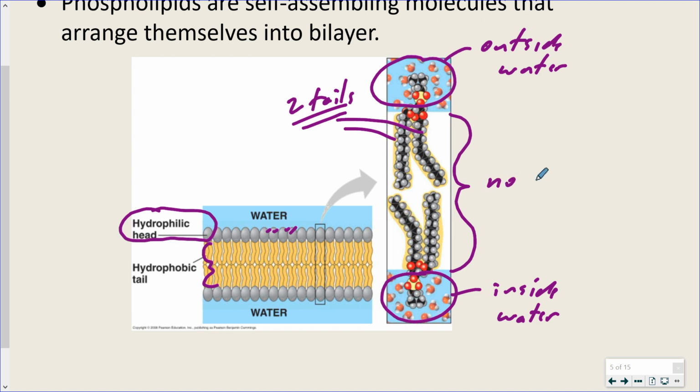So in between, there is no water, and that is why these molecules arrange themselves. They are what are called self-assembling molecules. Take a bunch of these individual phospholipids, throw them into water, and they organize themselves into a phospholipid bilayer with the tails toward the interior and the heads exposed to the water on the surface.